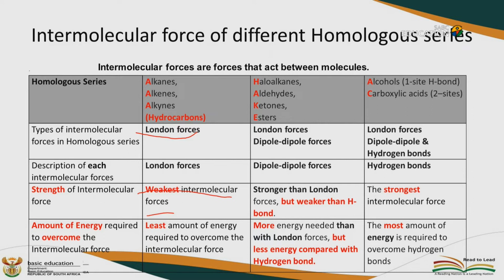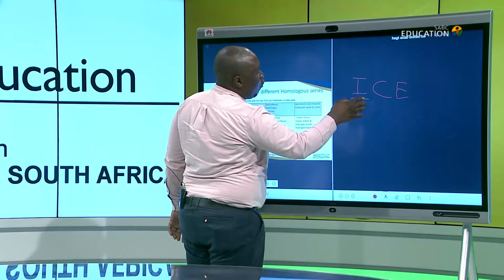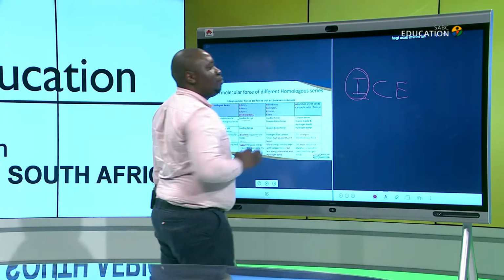If they are weak, the amount of energy required will be the least. Remember, why do we need energy? To overcome the intermolecular force. So at all times, know that the least amount of energy will be required if the intermolecular force is weak. The first I there is for identifying the type of intermolecular force.